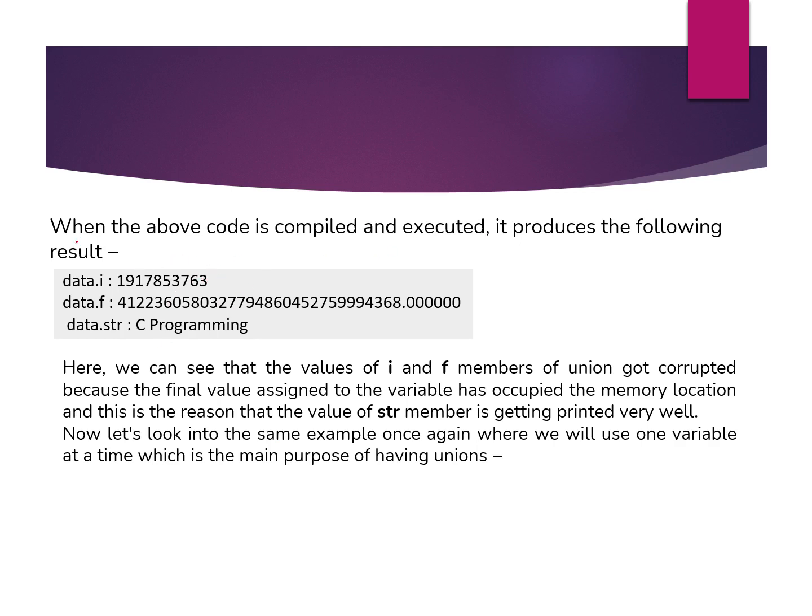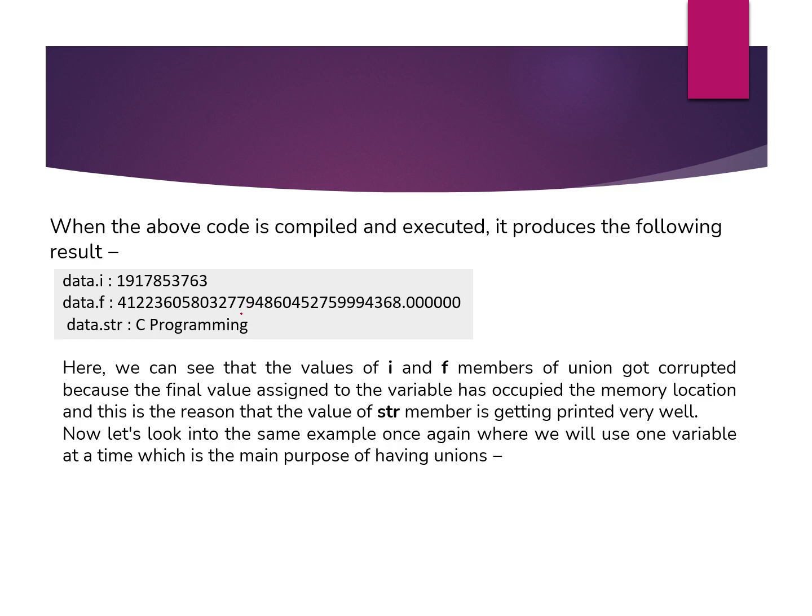The above code is compiled and executed. It produced this output. Here you can see the values of i and f members of the union get corrupted, because the final value assigned to the variable occupied the memory allocation, and this is the reason that the value of the str member is getting printed very well.